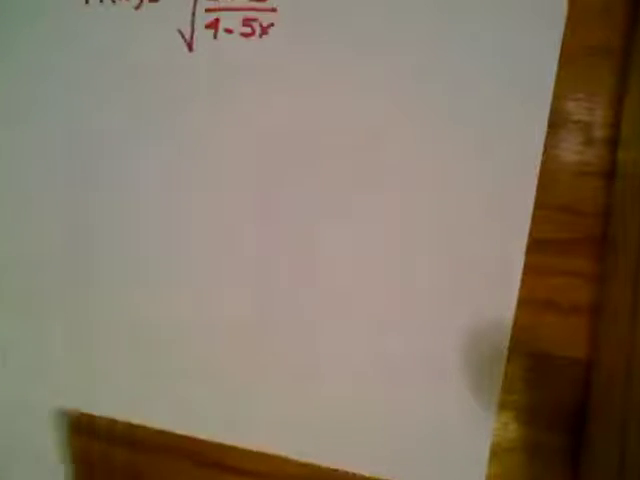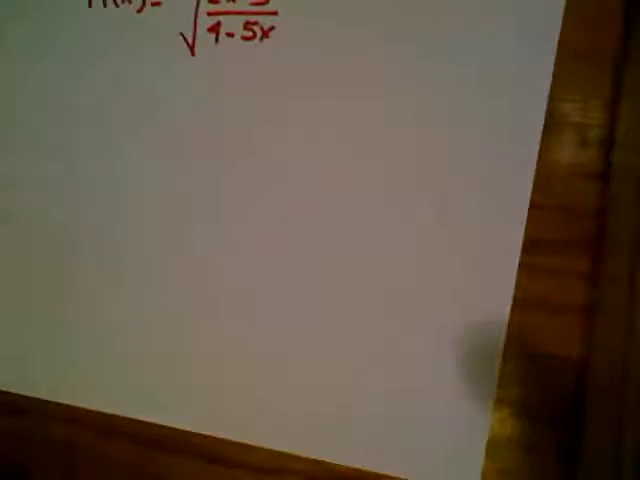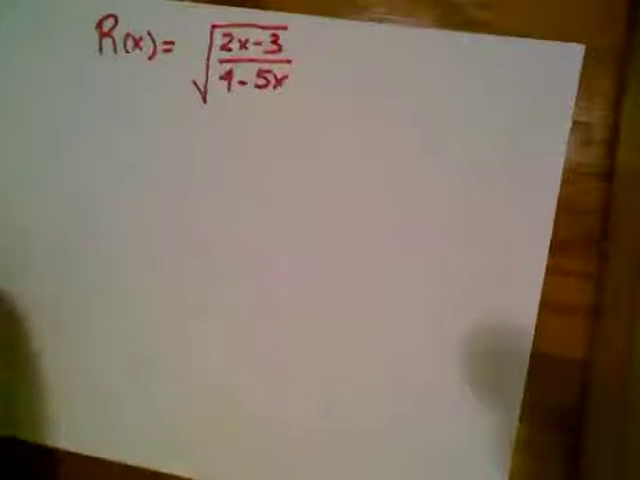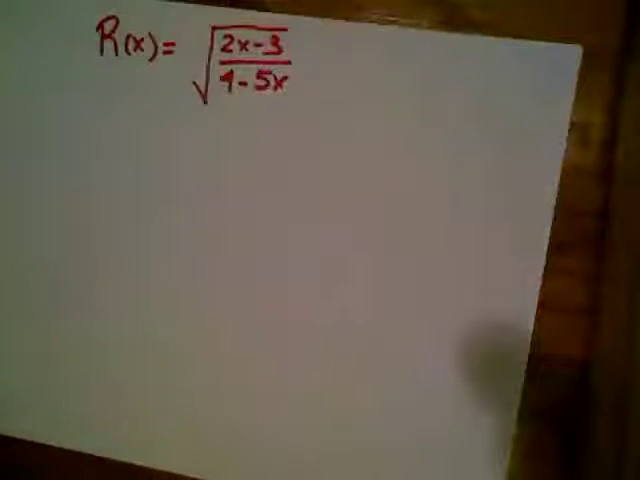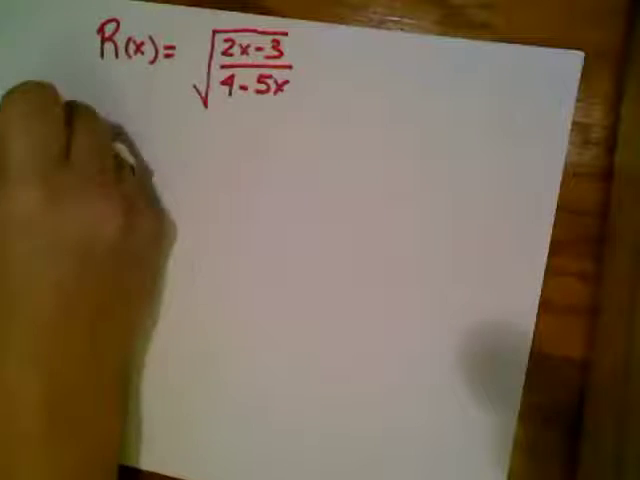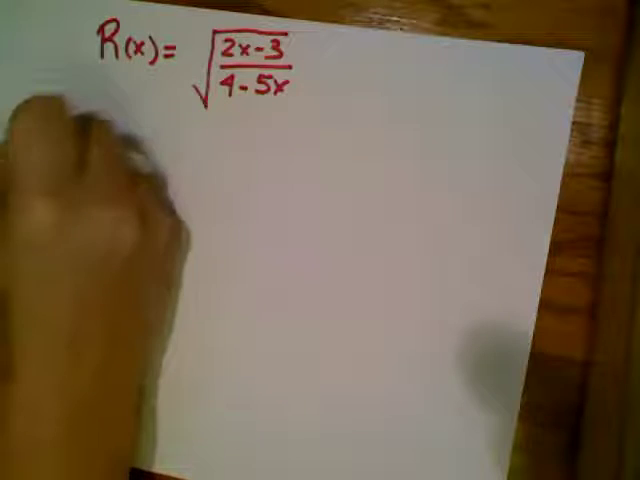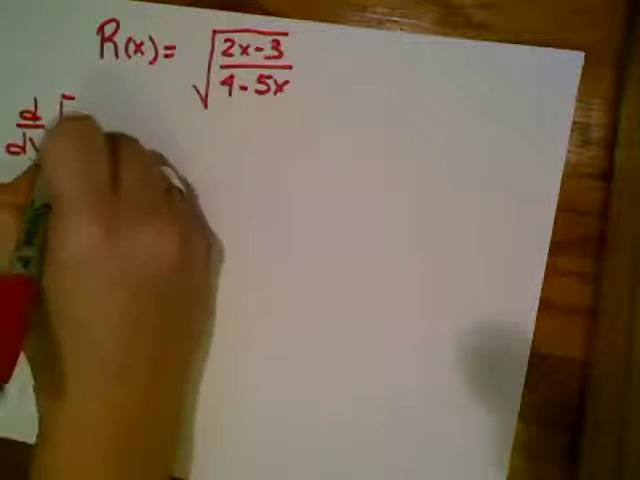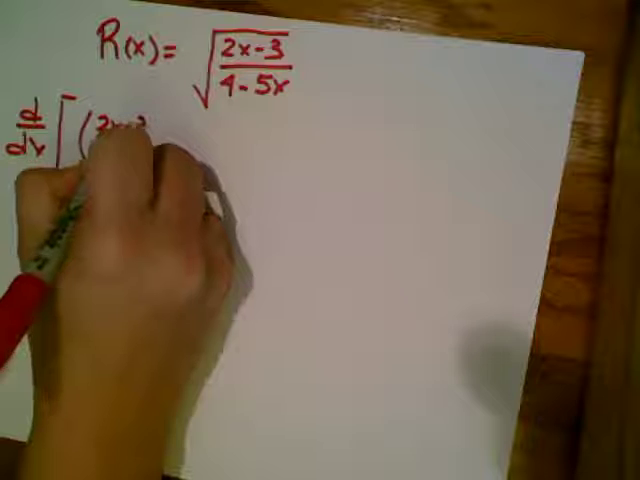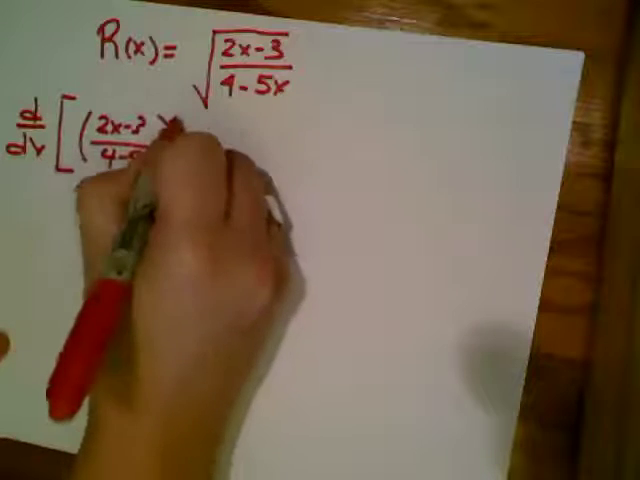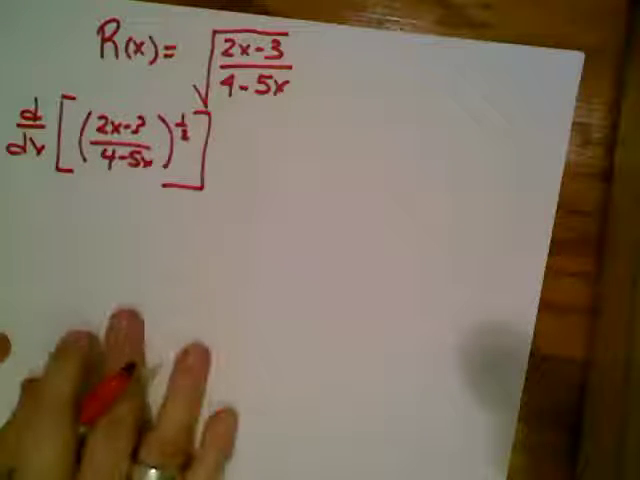I had shown you the answer to the derivative of r being the square root of this quotient. Okay, and now we want to differentiate. We've got that quotient raised to the 1/2 power originally.